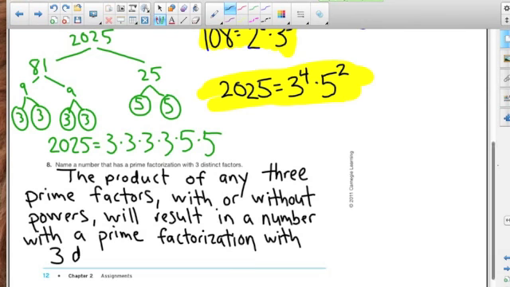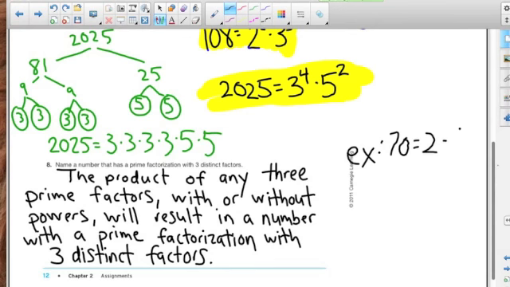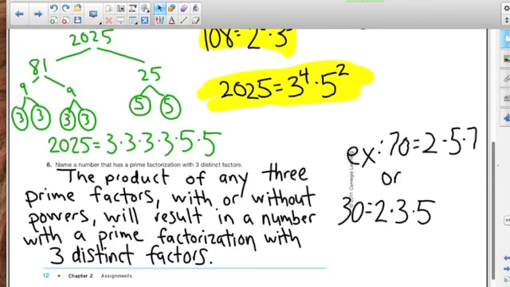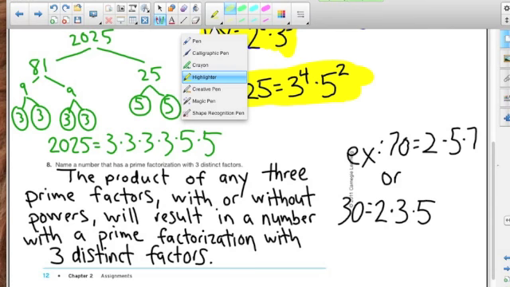Some people just wrote a number down, and that's leaving somebody else to figure out if you have the right answer or not. And you should be explaining that you have the right answer and why you have that right answer. So another example would be 70. 70 is 2 times 5 times 7. Those are 3 prime numbers, and they're 3 different prime numbers.